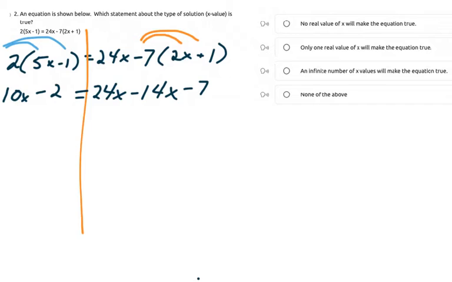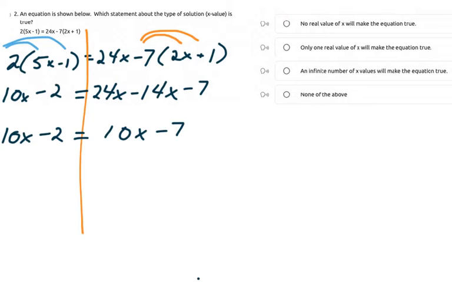All right, how else can we simplify this down, reduce it, shrink it, whatever? You can do 24x minus 14x right there. So rewrite your left side, keep everything evened out. 10x minus 2 equals 24x minus 14x, which is going to get you 10x minus 7. And now we've simplified this down to one variable, on both sides.